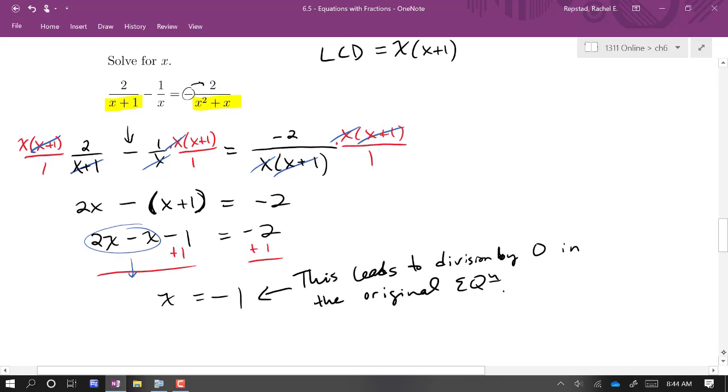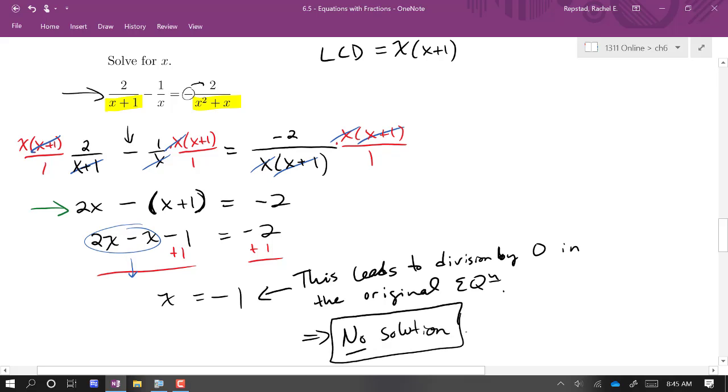Now, we didn't make any mistakes when we solved this, right? X equals negative 1 is a solution to that equation, right? The equation we got once we cleared denominators. However, it's just not allowable for x to take on that value in the original equation. So since the only value we found going through this process cannot be plugged into the original equation, that means that there is no solution. There's no solution to this equation.